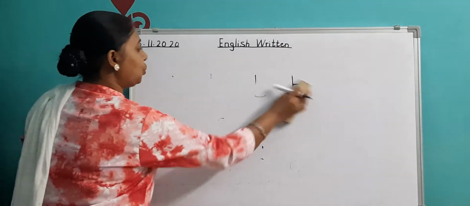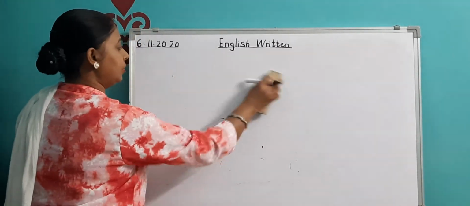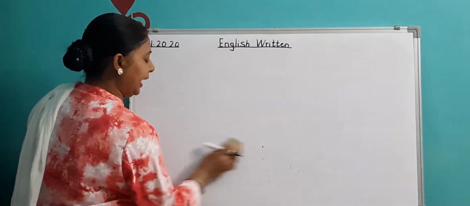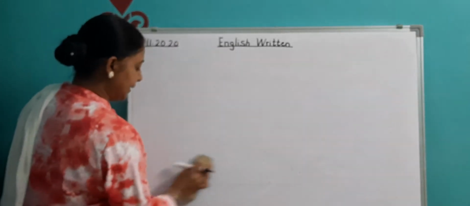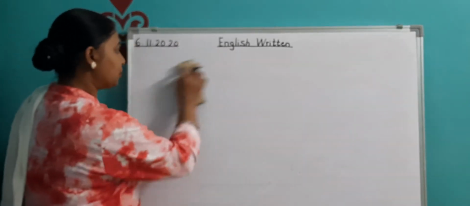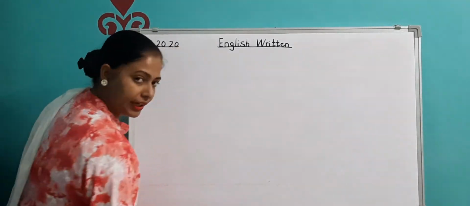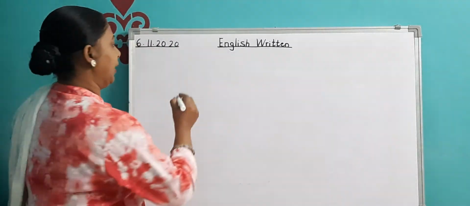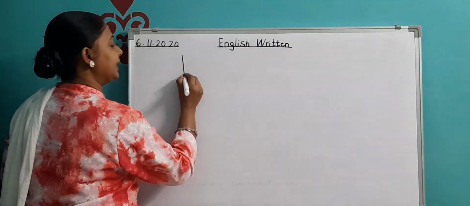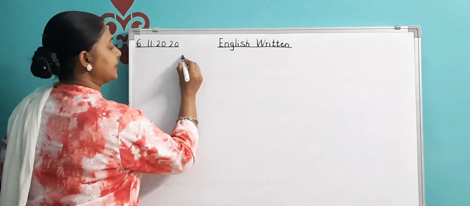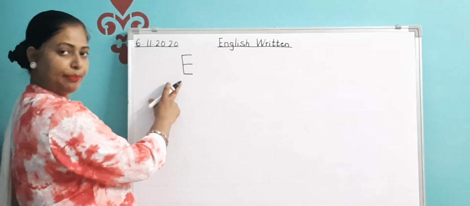So now I'll show you how to write small e and f. I will only teach you two small alphabets today. From A to C we have already learned. So how do you write E? Capital E is like this. Okay? This is capital E.